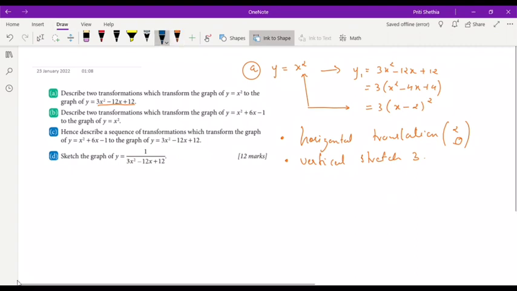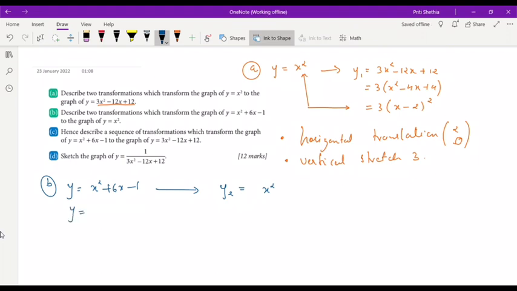Trying to solve part B now. It says, describe two transformations which transform the graph of y = x² + 6x − 1 to the graph y = x². Now this is a second type of transformation. Our original function is y = x² + 6x − 1, and we have to convert this into y = x². So let us try to bring our original function into a perfect square form.